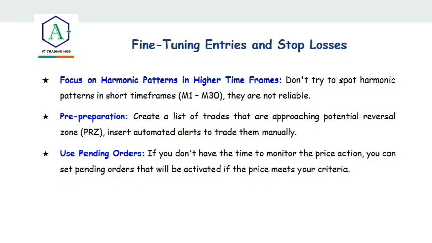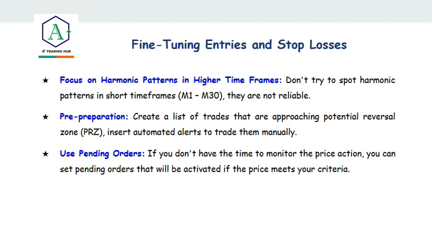So how do you fine-tune your entries when using harmonic patterns to trade? Focus on the harmonic patterns in the higher time frames. Don't try to spot these harmonic patterns in the smaller time frames, like the 1-minute or 30-minute time frames. They are not really reliable. At least the 1-hour is fair enough. Harmonics on the 1-hour are better, because they will help you fine-tune your entries, than on the 30-minute, 15-minute, or 5-minute time frames.